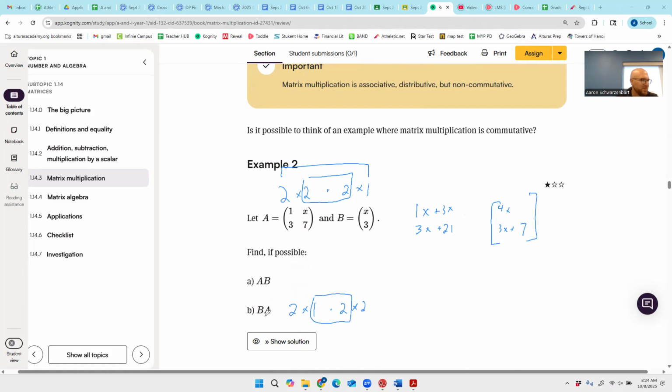So I cannot actually multiply BA. Because they don't match. Matrix multiplication is not commutative. No, I remember this rule. Yeah. It's kind of nice because you've done this before.